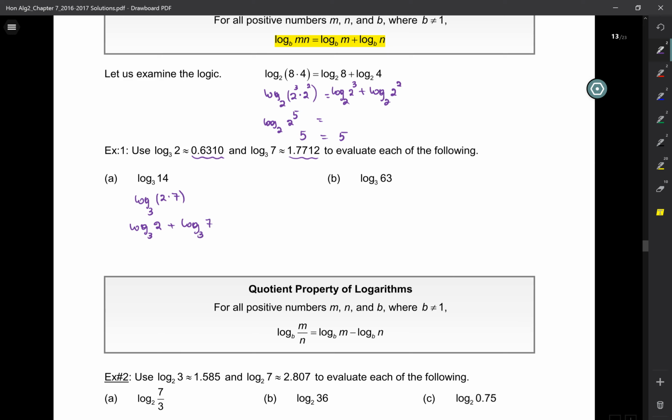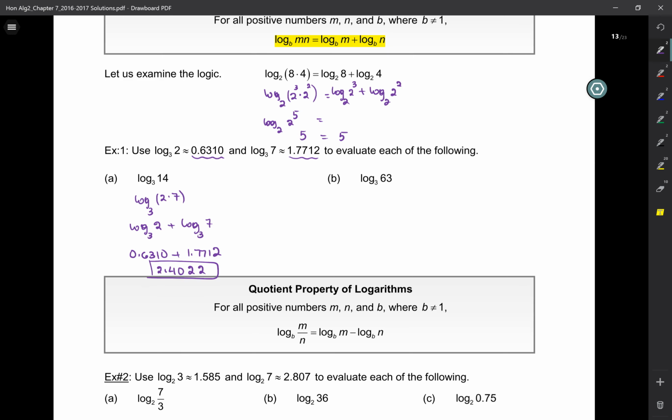Now, do I know what log of 2 is? Yeah, it's that number. Plus, do I know what log of 7 is? It's that number. And now, if I just had my little 4-function calculator, would I be able to add those? What would I get? Plus 1.7712. What would that give me? Right. Okay. Well, what about the other one?